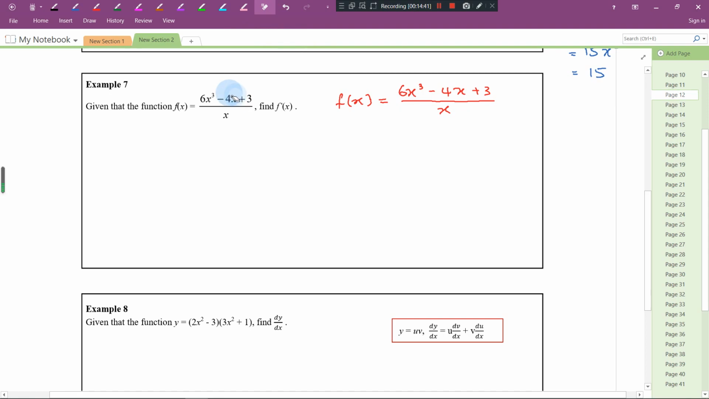So when you have something like this, u over v, we actually have another formula that I'm going to show you in the next example, how to get the first derivative of this type of function. But in this case, I'm not going to use that formula first, because this one we can just separate into a few terms. 6x cubed minus 4x plus 3 divided by x. It means that every single term here shares the same denominator, which is x. I can break them up, write them this way.